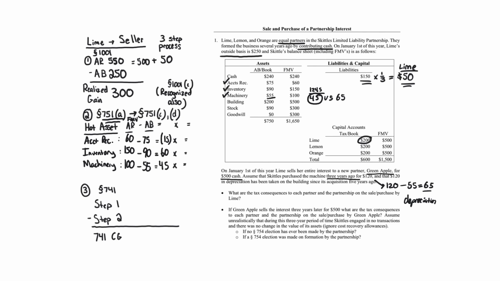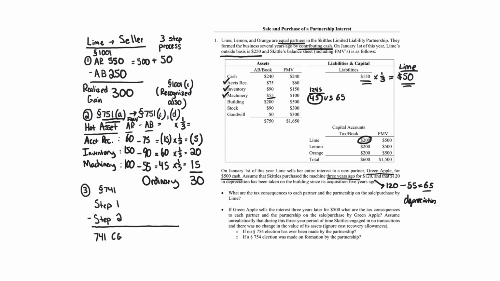Now, the next step is to take the exiting partner's, the selling partner's, partnership interest at this date, which is 1/3, right? Lime owns 1/3, and multiply it by that. So that's going to be for accounts receivable, $15 loss times 1/3 is a $5 loss. 60 times 1/3 is 20. And then 45 times 1/3 is 15. Next, we sum up those 3 items. By summing those items, we're going to get 30, right? This equals 30. That amount is ordinary income or ordinary loss. So this is ordinary income of 30. Okay, that is step 2.